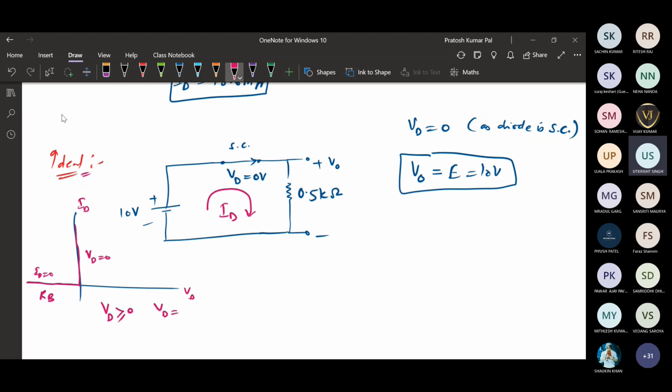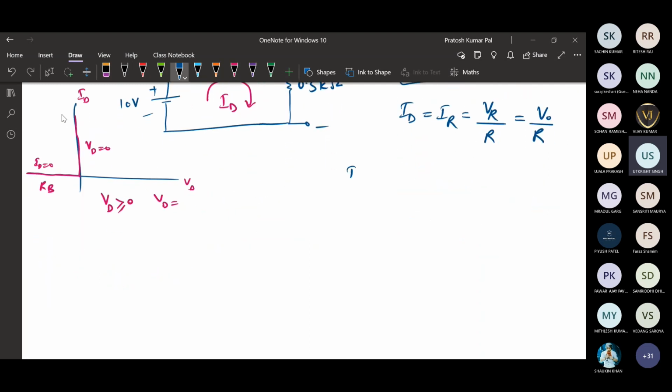So if the voltage drop across the diode is 0, the full voltage appears as the voltage drop across the resistor. So V output will be equal to 10 volt. Once we have found the V output, we can find the ID. ID will be nothing but IR, the current flowing through this resistor, which is the voltage drop across the resistor divided by the resistor value. So this is V output divided by R.